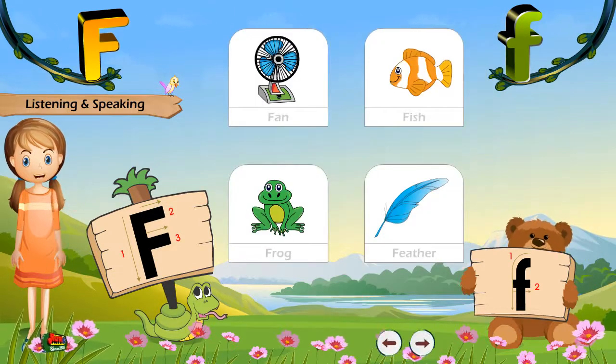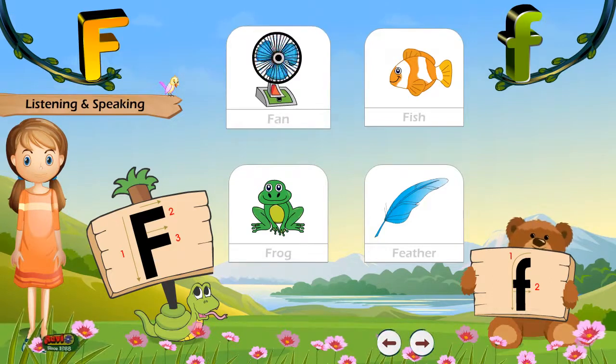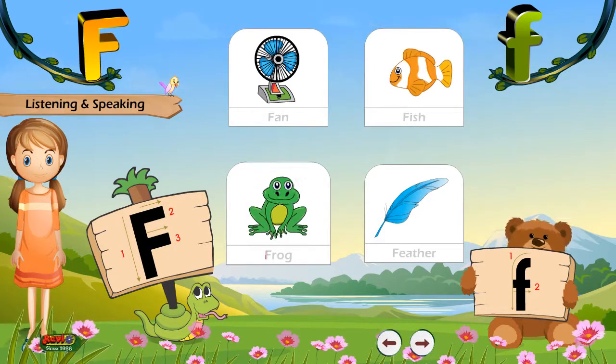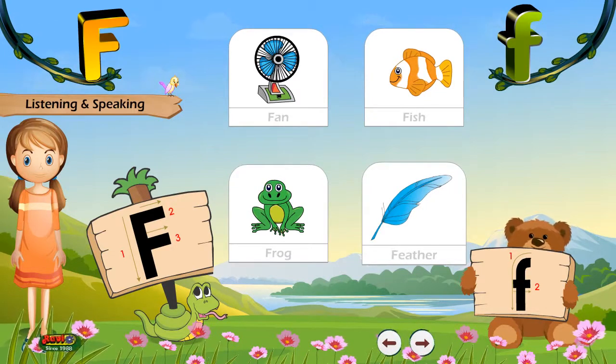Children, let's say again. Fan. F, A, N. Fan. Fish. F, I, S, H. Fish. Frog. F, R, O, G. Frog. Feather. F, E, A, T, H, E, R. Feather.